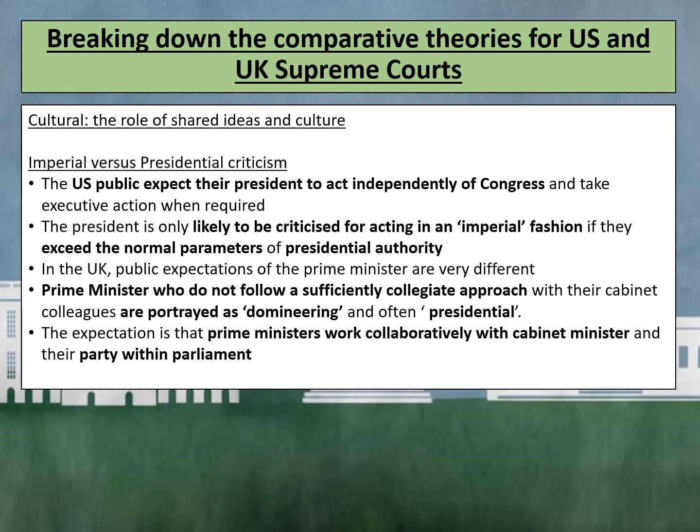The US public expect their president to act independently of Congress and take executive action when required. The president is only likely to be criticised for acting in an imperial fashion if they exceed the normal parameters of presidential authority. In the UK, public expectations of the Prime Minister are very different. Prime Ministers who do not follow a sufficiently collegiate approach with their cabinet colleagues are portrayed as domineering and often presidential. The expectation is that Prime Ministers work collaboratively with their cabinet ministers and their party within Parliament.